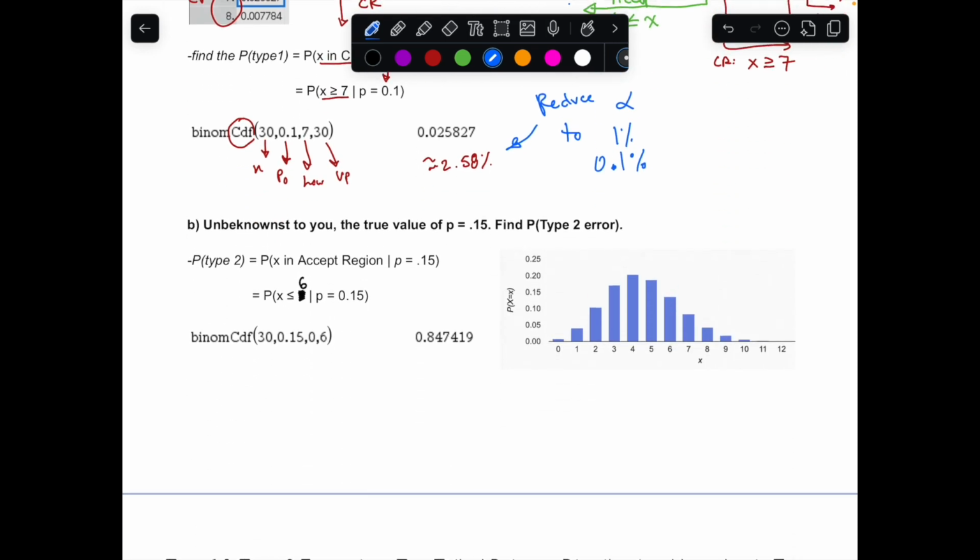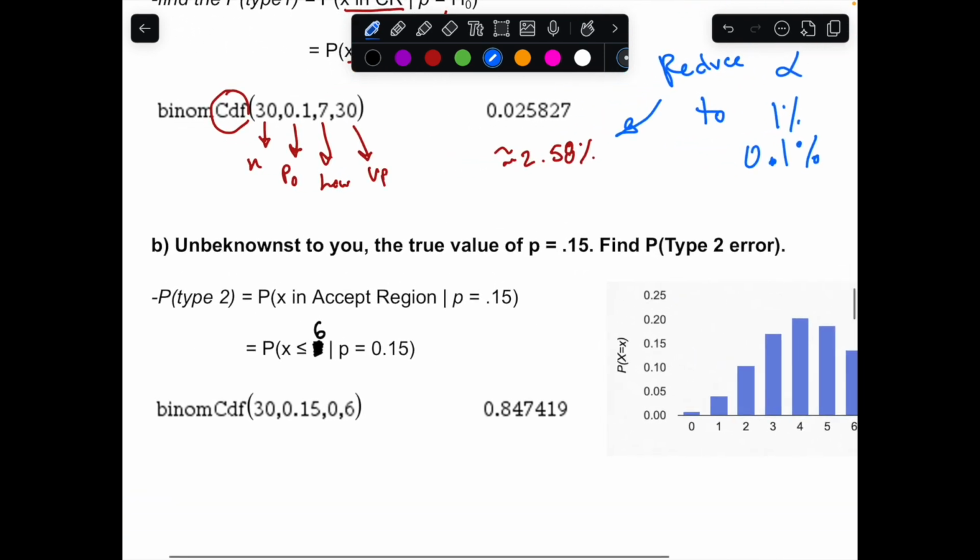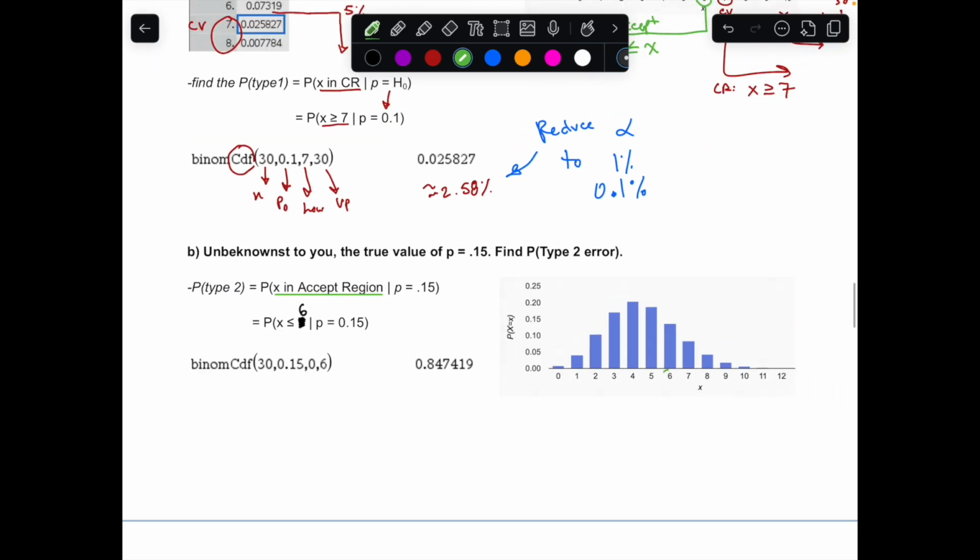In part B, unbeknownst to you, the true value of the proportion of success is 15%, not 10%. Find the probability of a type 2 error. So the probability of a type 2 error is the probability that your sample, how many flowers you counted out of 30, fell into the acceptance region. And our acceptance region was 6 or fewer. So that's the acceptance region right there.